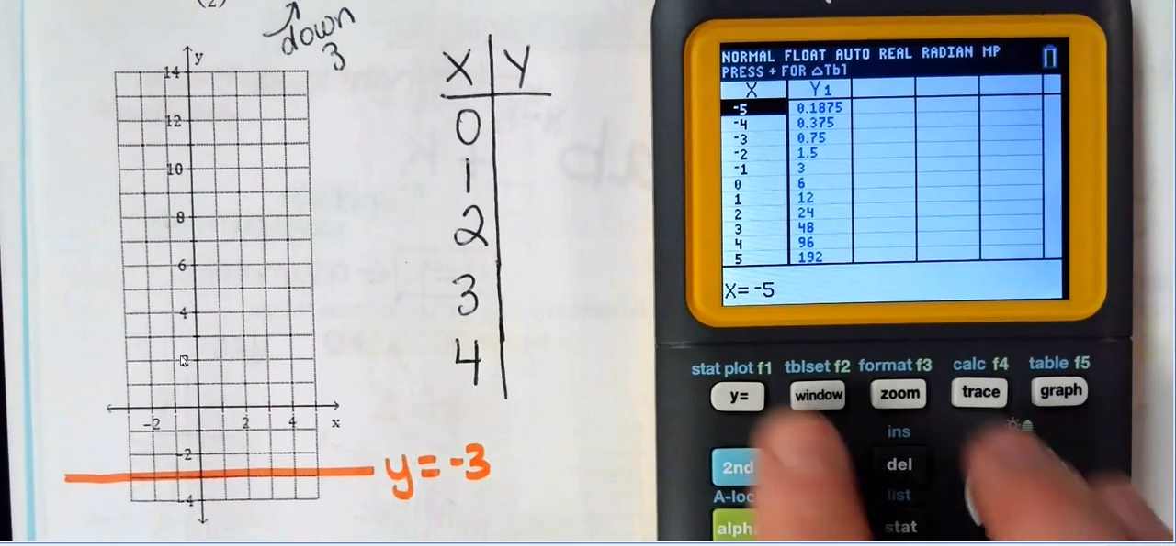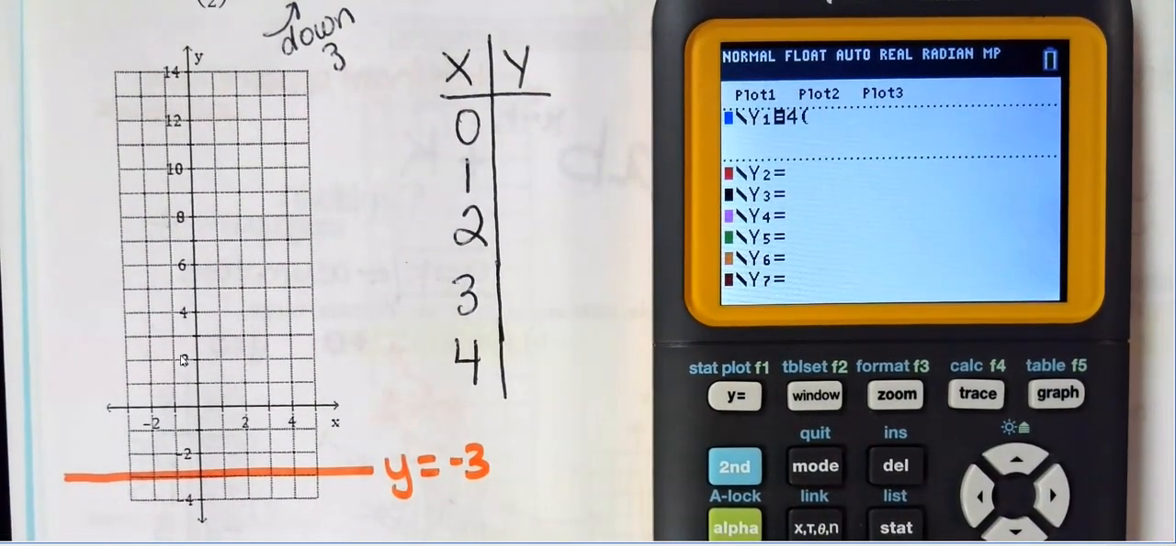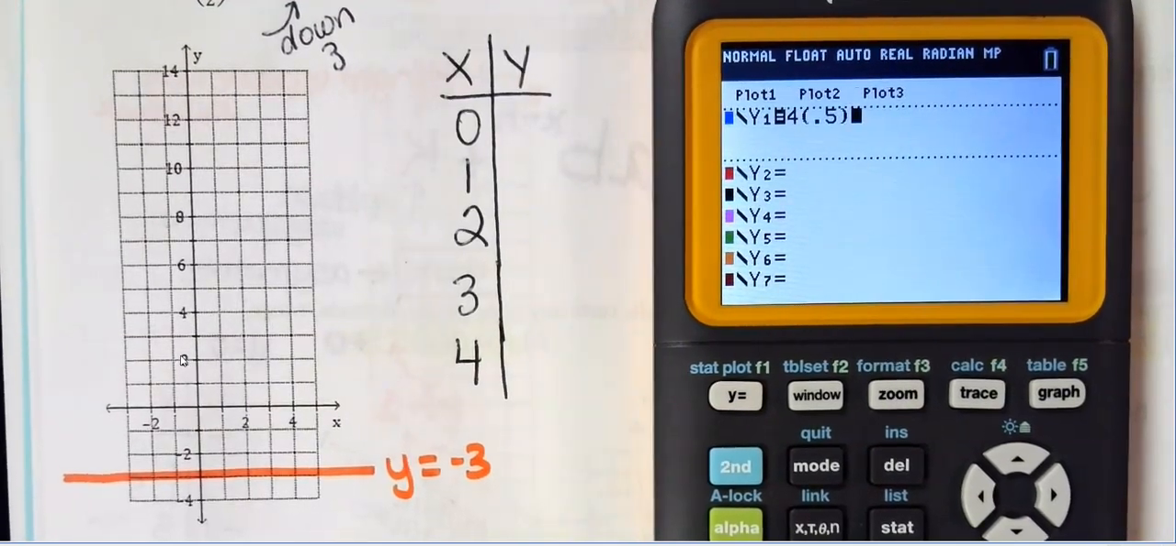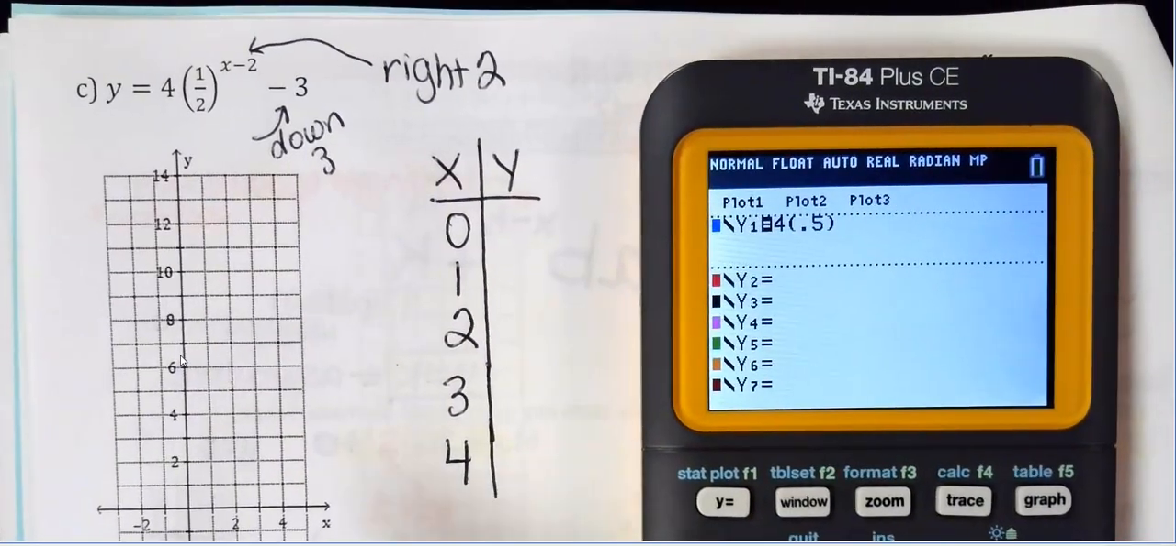Okay, now I just want to show you something real quick when you type this in. So I'm going to do 4 in my y equals 4 times 1/2. I'm just going to put 0.5. It's just less buttons to push. And then when you do the exponent here, and then you also have the number on the outside.